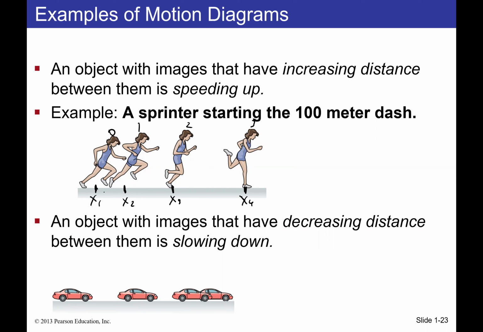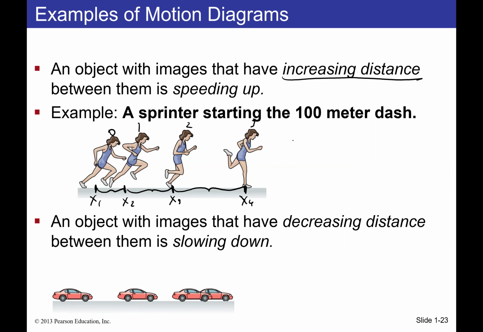One thing you can see here is this. This is the distance from x1 to x2. This is the distance from x2 to x3. And this is the distance from x3 to x4. That means there is an increasing distance as a function of time. That means going from one frame to another, or from one time interval to another, the distances are increasing.